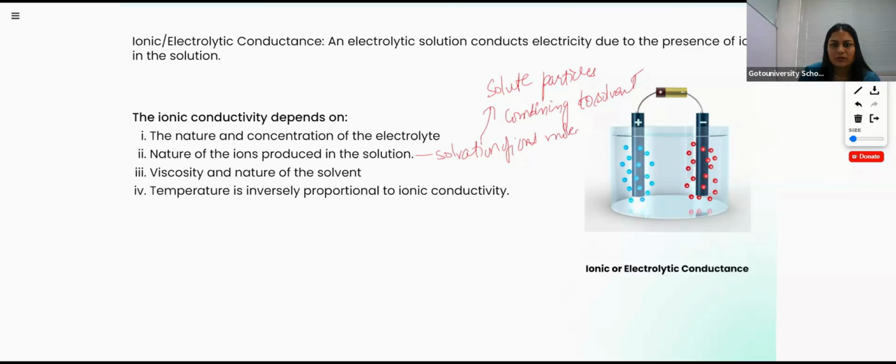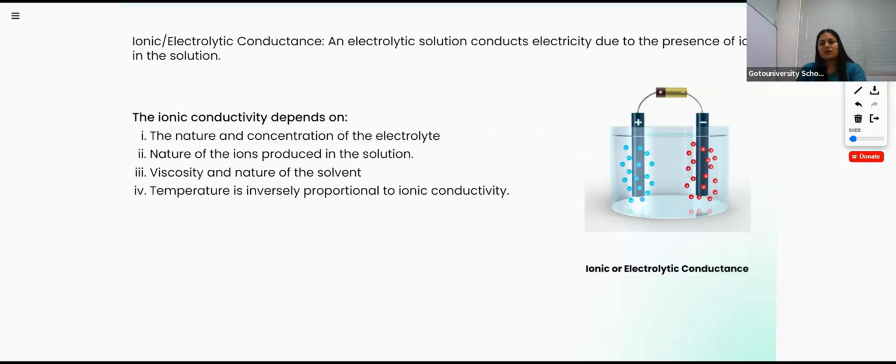Two solvent molecules. So this also decreases the conductivity. When the solute particles start combining with the solvent molecules rather than moving in the other direction to show electrolytic conductance, it also lowers the rate of conductance. Then we discussed how ionic conductivity depends on the third factor, that is viscosity and the nature of the solvent. If the nature of the solvent is viscous, or the solution we are using is thick, then it will also decrease the rate of conductivity.